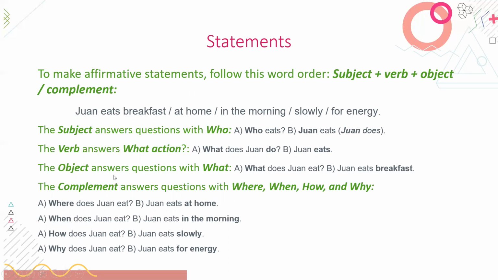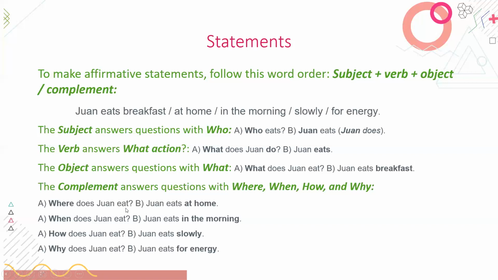The object answers questions with what. What does Juan eat? Juan eats breakfast. Breakfast is what Juan eats. The complement answers questions with where, when, how, and why.